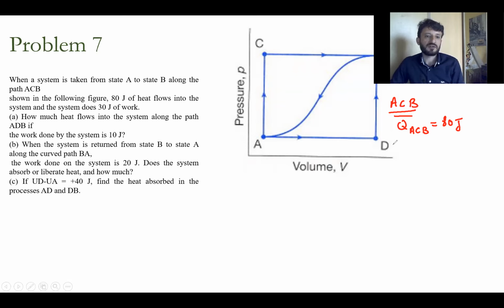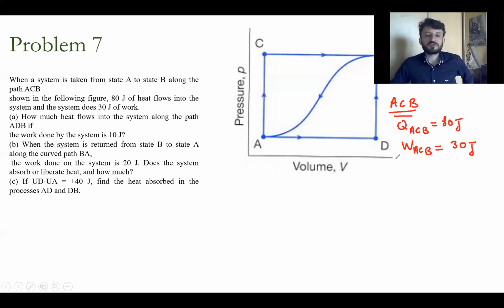And we have a work W ACB equal to 30 joule. We have to know the sign of the work. If you look here, from A to B the volume increases. In this case, W must be positive. W by the gas equals 30 joule.